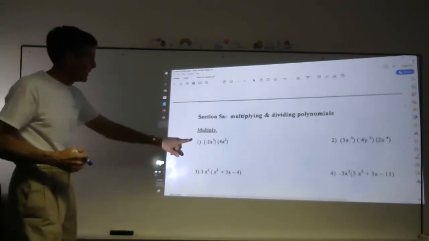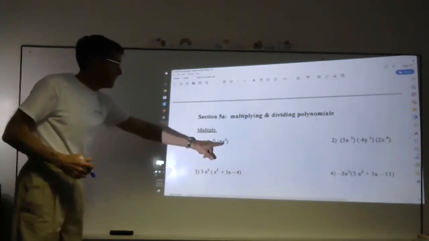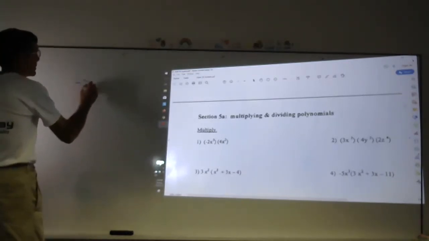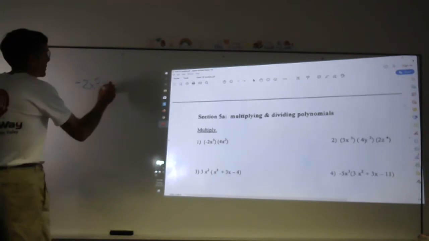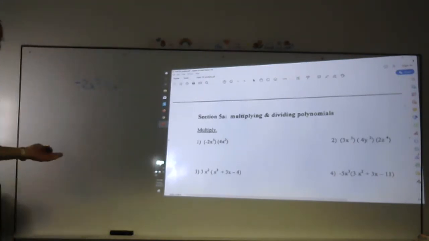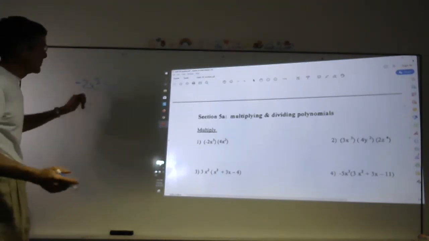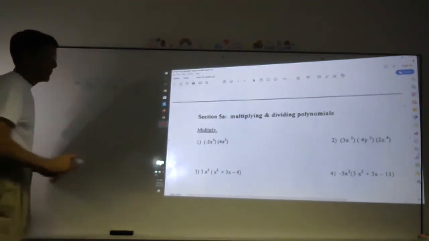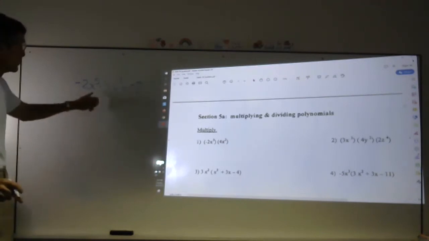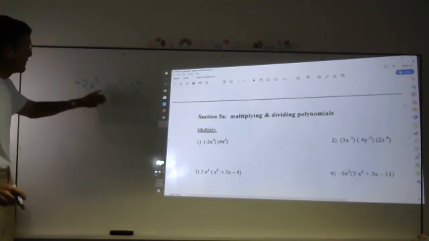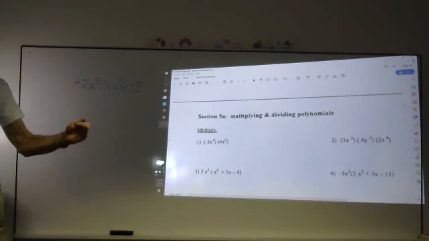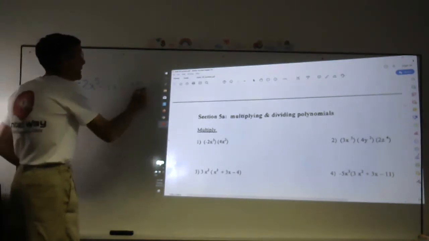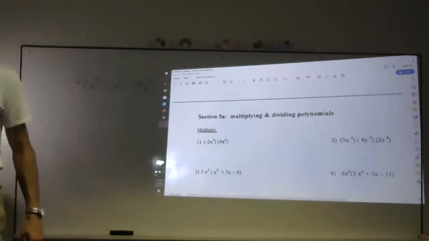So let's get started. Negative 2x to the fifth times 4x squared is, it's just all multiplication. You multiply the numbers and get negative 8. Remember rule 1 for exponents, when you have 5 x's times 2 x's, you have a total of 7 x's being multiplied. So it is x to the 7th.